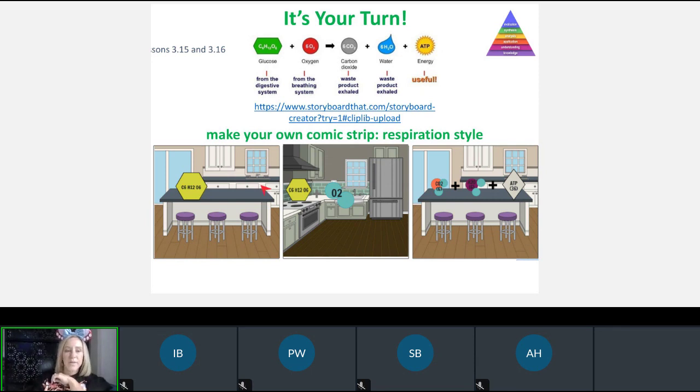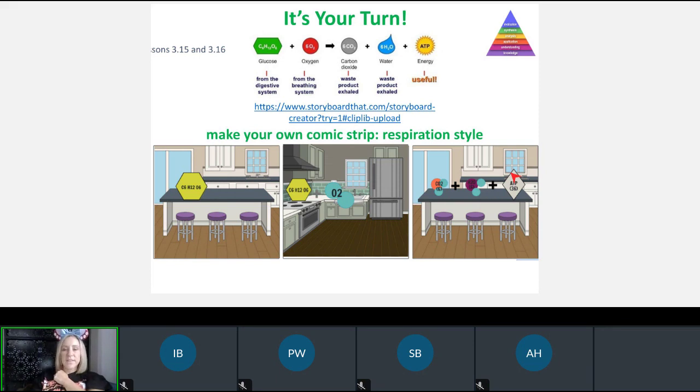Like this one I show, just like we talked about the kitchen counter, and all the ingredients that go in. So I start with my glucose. I come over here to the stove top with my oxygen. I add them together. And then at the end, I got my ATP, my carbon dioxide, and my water.